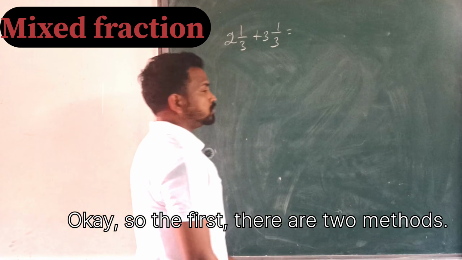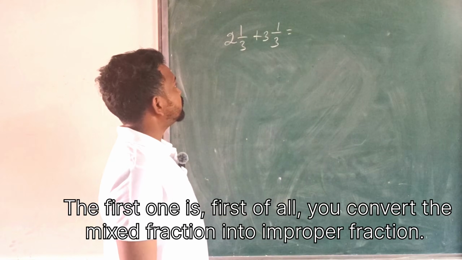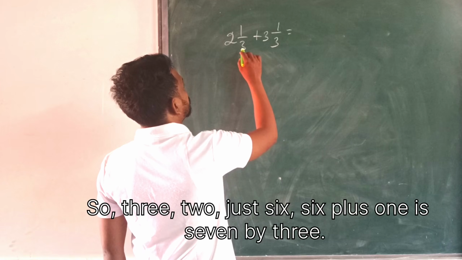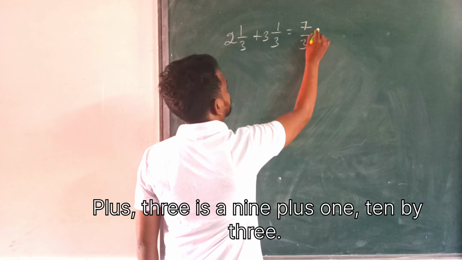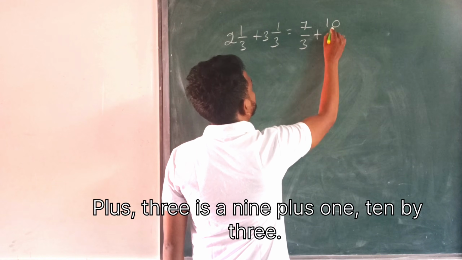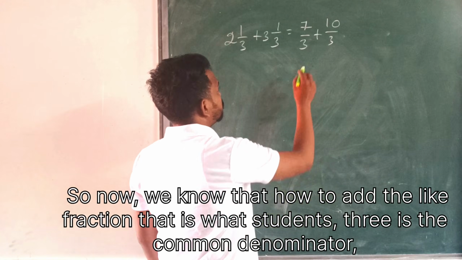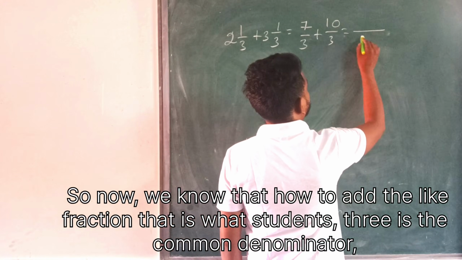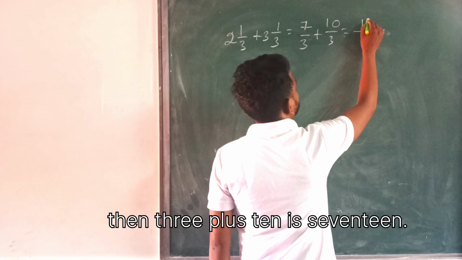Okay, so there are two methods. The first one is, first of all you convert the mixed fraction into an improper fraction. How to convert it? All of you know that. So 3 2s are 6, 6 plus 1 is 7 by 3, plus 3 3s are 9 plus 1 is 10 by 3. Okay, fine. So now we know how to add like fractions. That is what, students? 3 is the common denominator, then 7 plus 10 is 17.